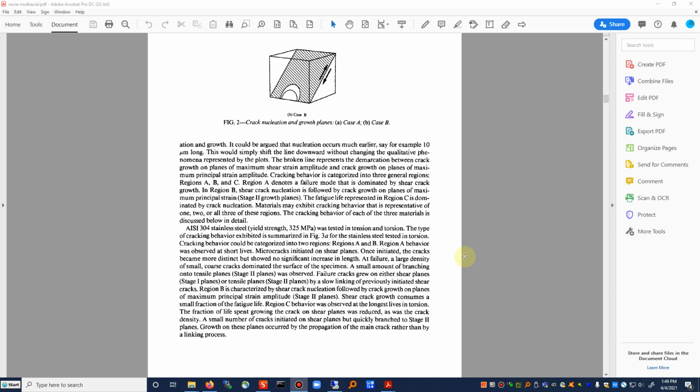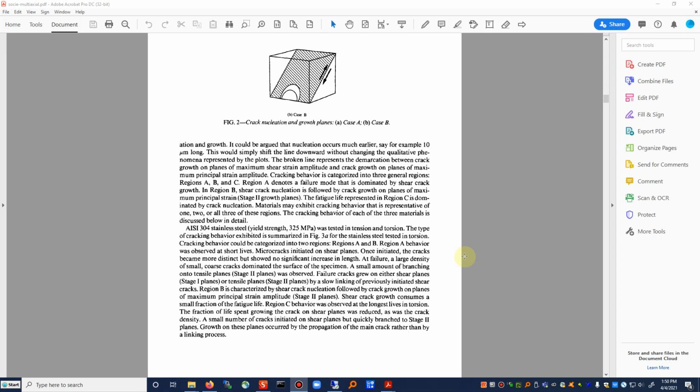All right, so let's read through this next section kind of carefully. AISI 304 stainless steel was tested in tension and torsion. The type of cracking behavior exhibited is summarized in the next figure. The stainless steel tested in torsion, cracking behavior could be categorized in two regions, region A and B. Region A behavior was observed at short lives. Microcracks initiated on shear planes. Once initiated, the cracks became more distinct, showed no significant increase in length.